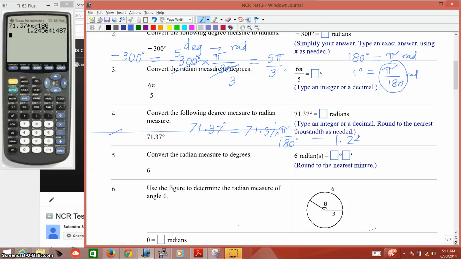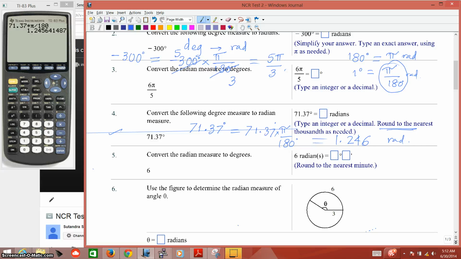1.24 and some more digits. By the way, I am instructed to round it off to the nearest thousandths place, so I will look into the fourth decimal place to round it off to that thousandths place. Since it was 6 at the fourth decimal place, it will turn out to be 1.246 radians. Okay, so that's the easy part.